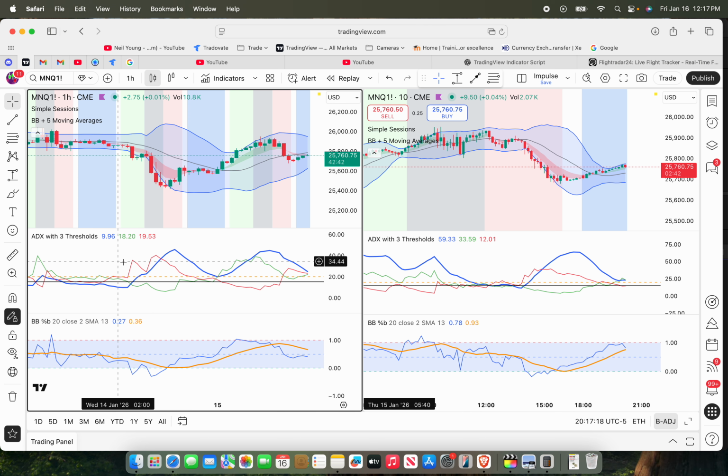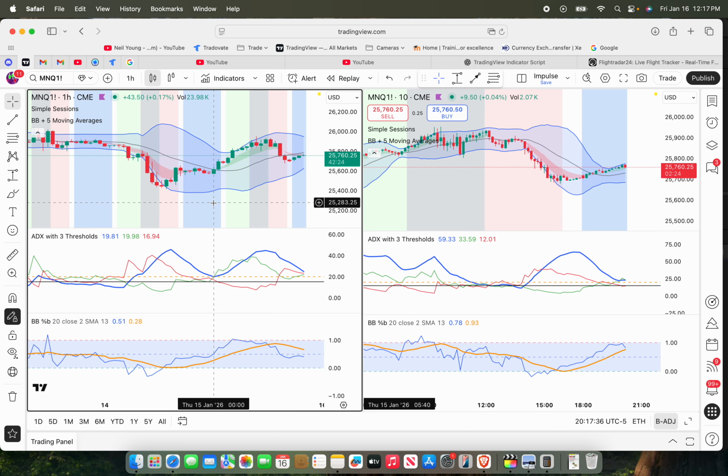And by the way, this one here I've also made, which is called ADX with 3 thresholds, and this one here is also one that I've made, which is called Bollinger Band with a moving average. Okay, and this all ties in together to make a unified strategy. Is that even a word?